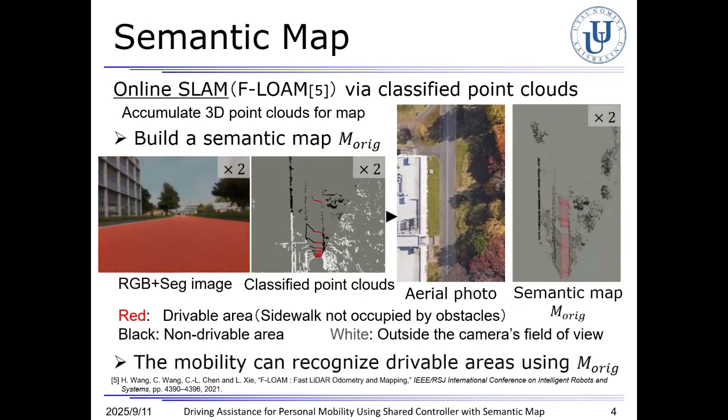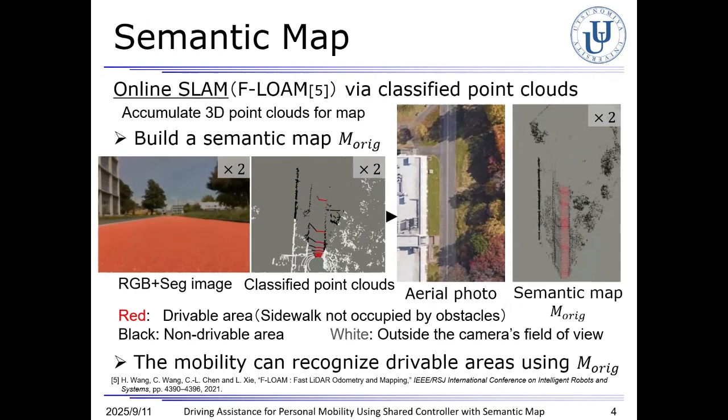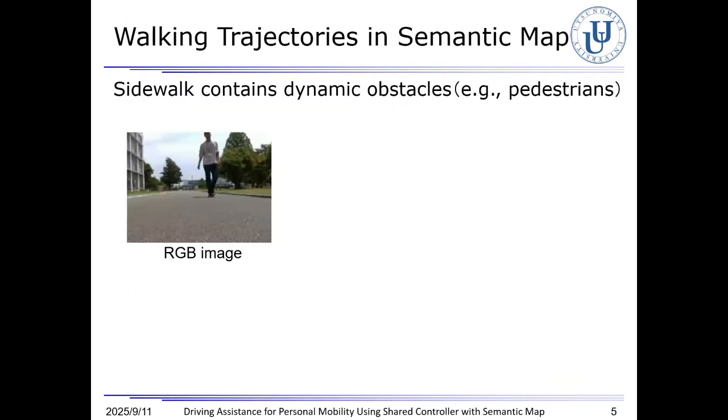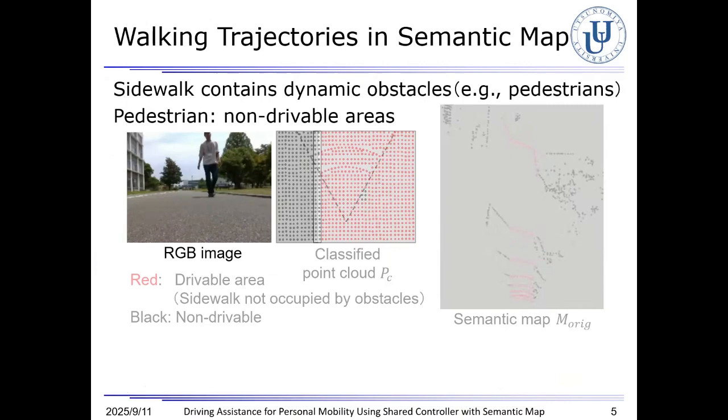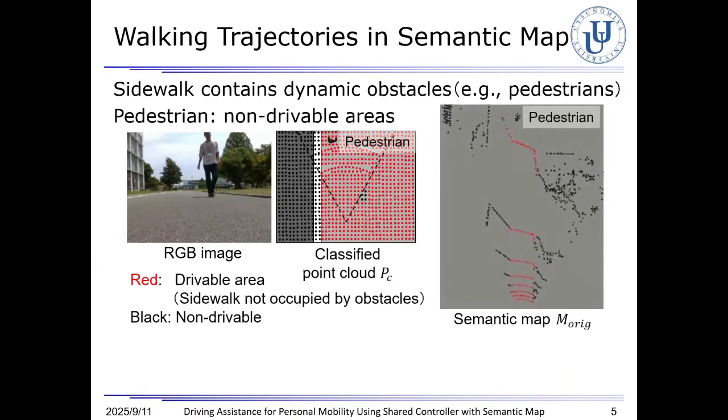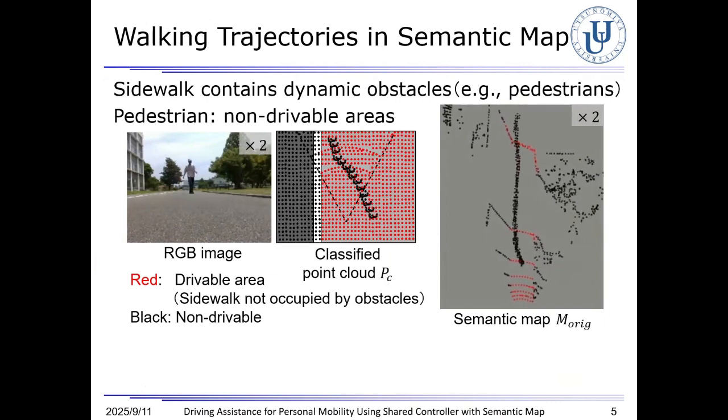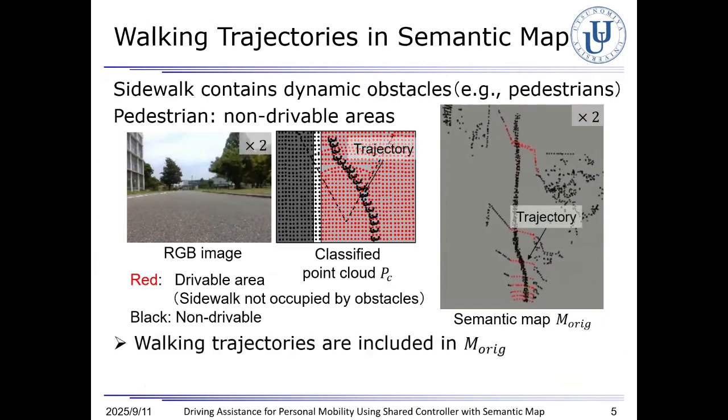However, dynamic obstacles such as pedestrians are classified as non-drivable areas. As a result, their walking trajectories are accumulated and included as non-drivable areas in the map. This makes it difficult to drive on sidewalks that should normally be passable, as they appear blocked.